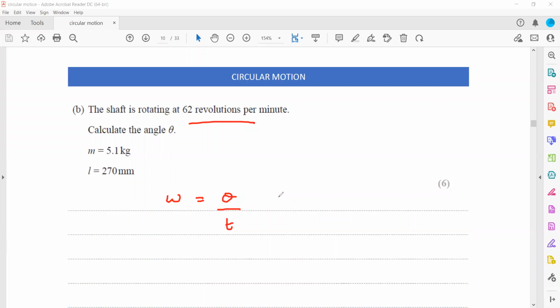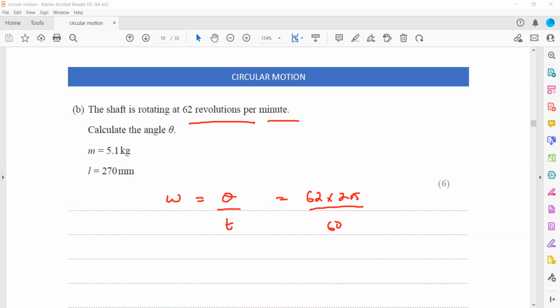How many revolutions are there? 62 revolutions, but we have to convert them to radians. So 62 multiplied by 2 pi, that will be in radians. And time should be in seconds, because omega should be in radians per second. So 1 minute is equal to 60 seconds, so we will divide by 60. So 62 multiplied by 2 pi divided by 60 will give us the value for omega. And after getting the value for omega, this is the value of omega.